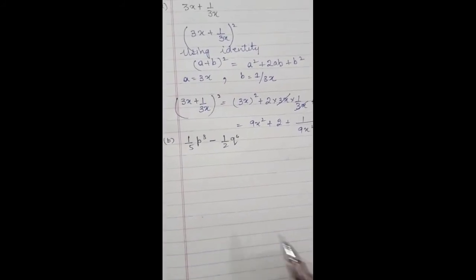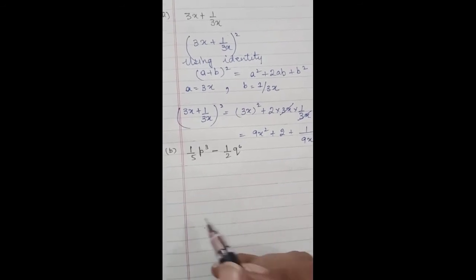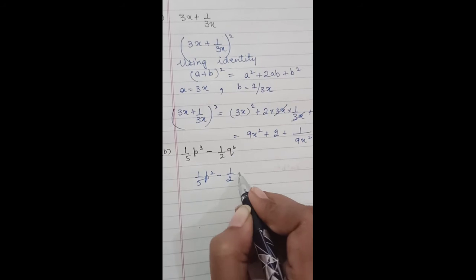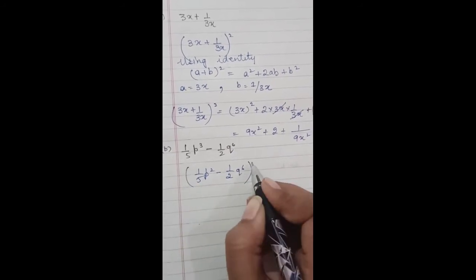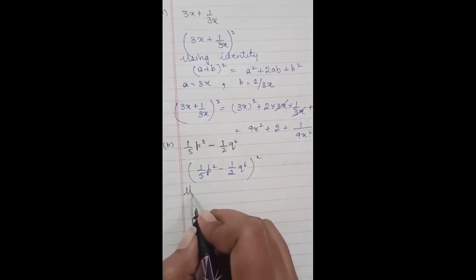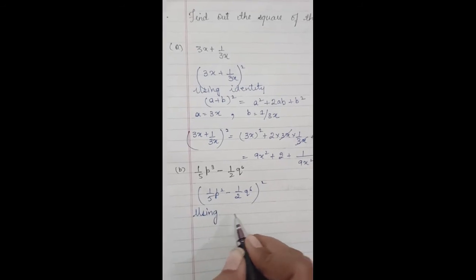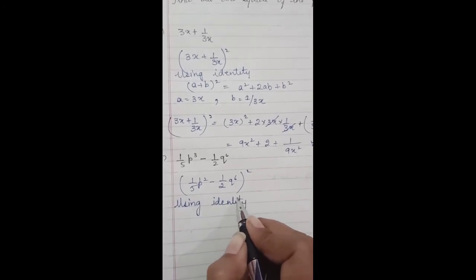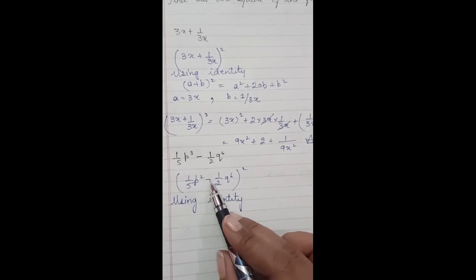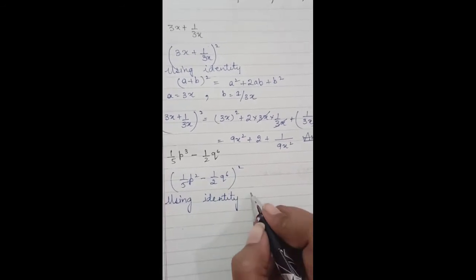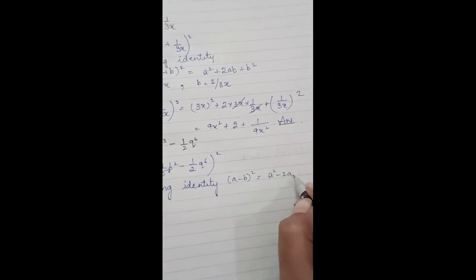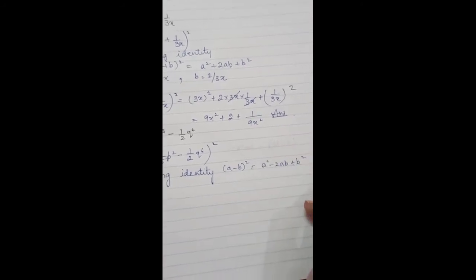Now look at this question. Here you have to find out the square. So again we write it like this: 1 upon 5 p square minus 1 upon 2 q to the power 6 whole square. Now using identity, which identity? (a minus b) whole square, a square minus 2ab plus b square.